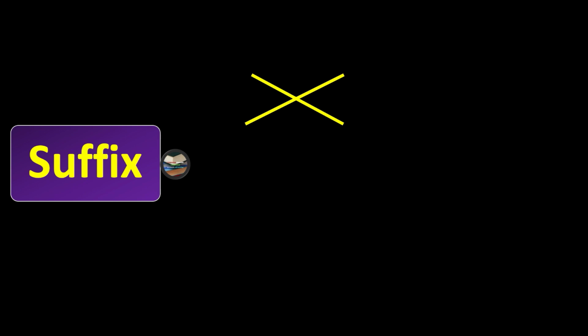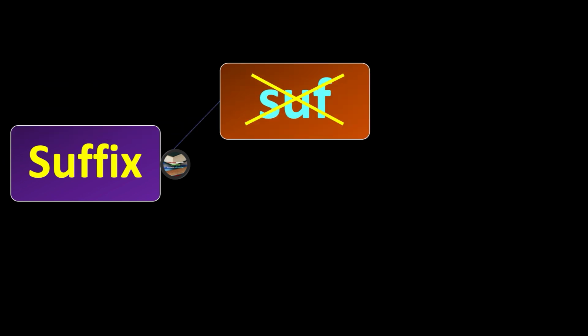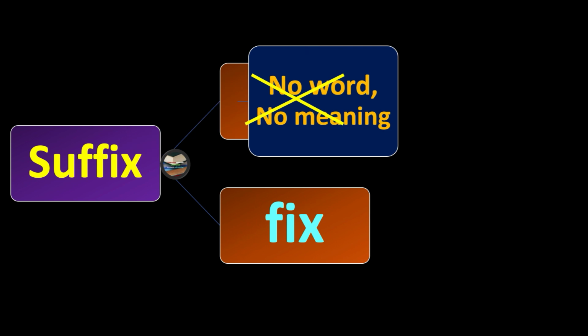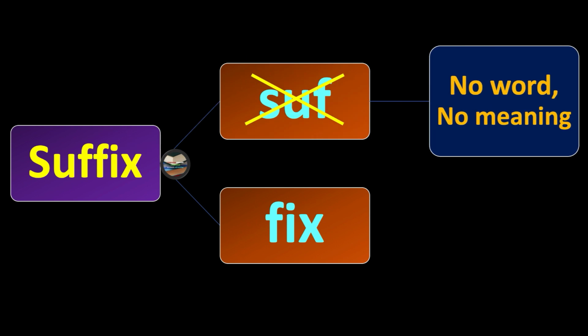Suffix. Like prefix, which we divided into two parts, pre and fix, suffix cannot be divided into two parts like suff and fix, because the word suff does not have any meaning. It does not exist as a word. So no word, no meaning. You cannot divide it in the way we divided prefix.